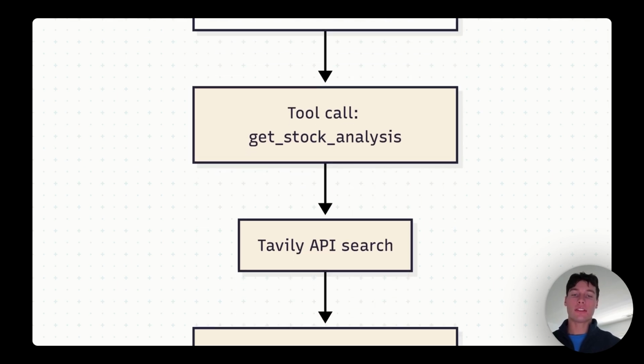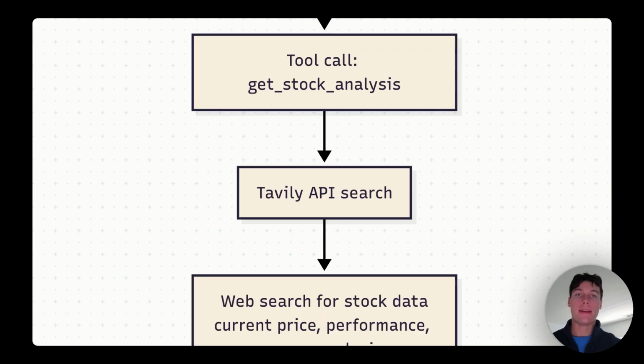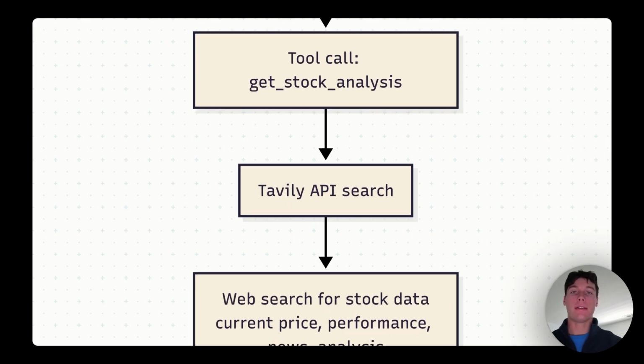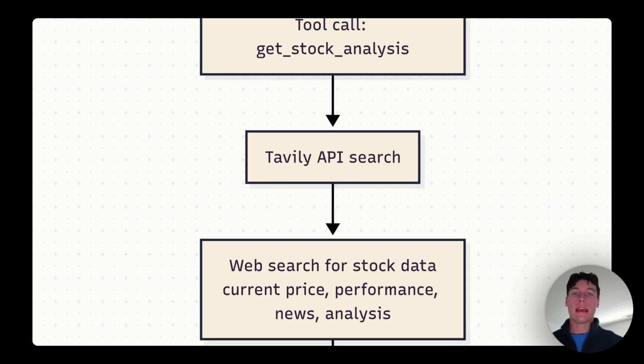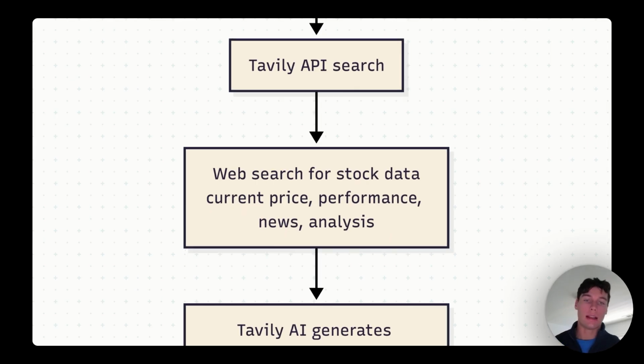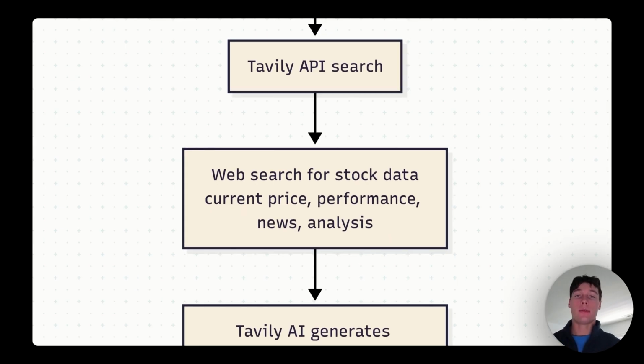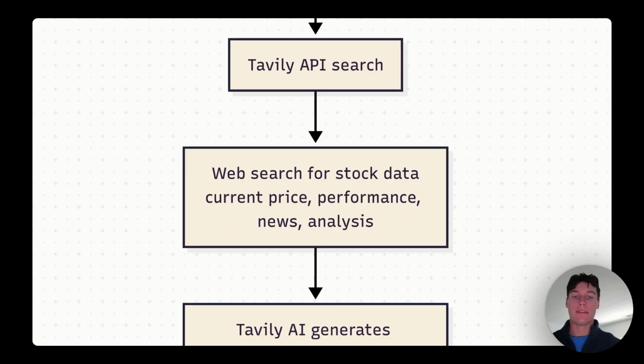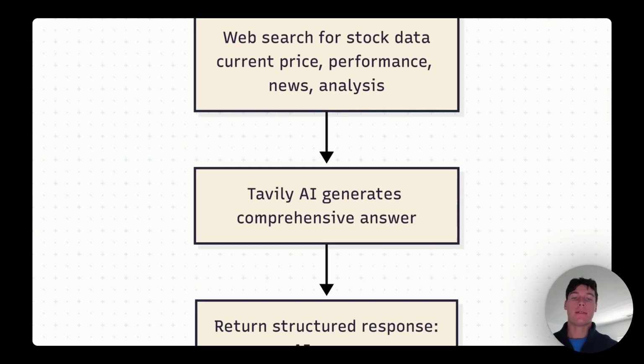In that function, we're going to make a post request to the Tavily API search to get some information back about our specific stock. This is going to be a web search that includes stock data, current price, performance, news, analysis, all that stuff. When our function receives the data back from the Tavily API, the AI is going to generate a comprehensive answer, because the data will be in raw Python dictionary form. So our agent is going to have to look at it, parse it, and give an answer so that we can continue the conversation.